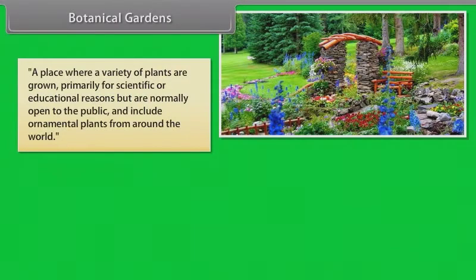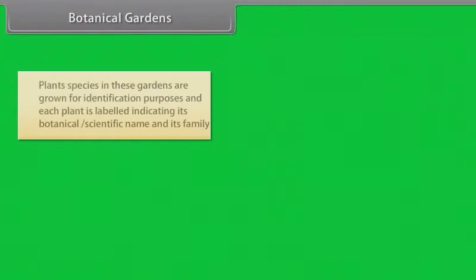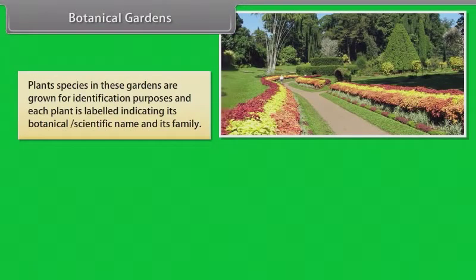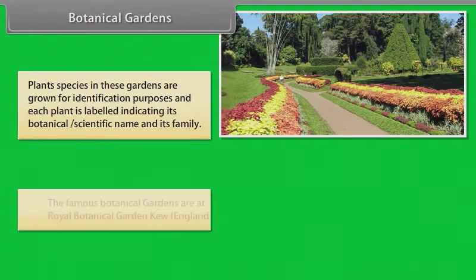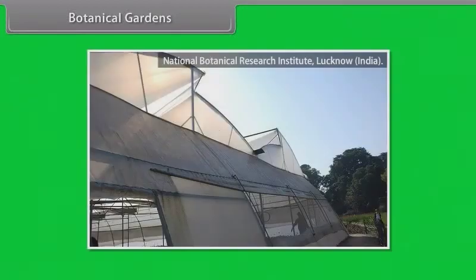Botanical Gardens: A botanical garden is a place where a variety of plants are grown, primarily for scientific or educational reasons, but are normally open to the public and include ornamental plants from around the world. These specialized gardens have collections of living plants for reference. Plant species in these gardens are grown for identification purposes, and each plant is labeled indicating its botanical scientific name and its family. The famous botanical gardens are the Royal Botanical Garden, Kew, England, and the National Botanical Research Institute, Lucknow, India.